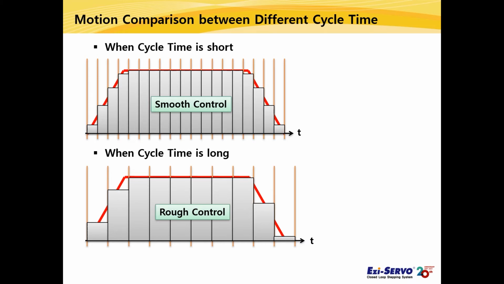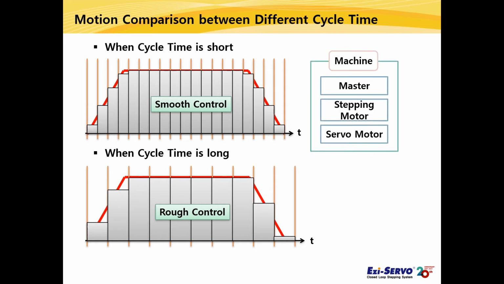For example, in synchronous control, if the cycle time is short, smooth and high precision control is possible, but if the cycle time is long, smooth operation is not possible. Depending on the requirements of the machine, stepping motors and servo motors are often used together. In this case, the cycle time should be used in accordance with the longer one. For example, even if the minimum cycle time of the master and the servo drive is 0.25 milliseconds.